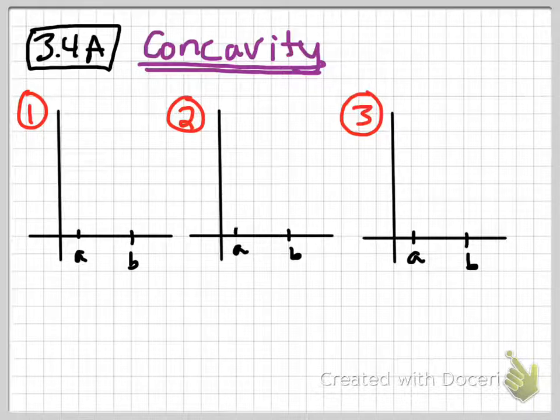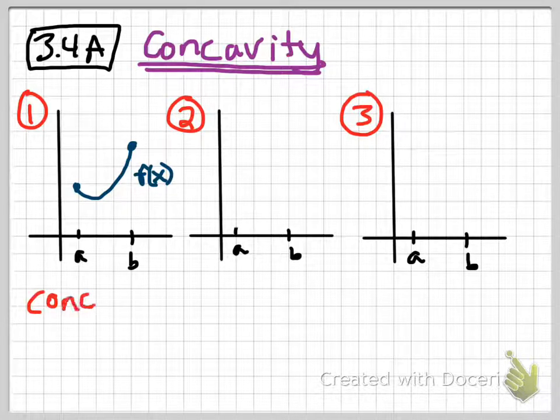So type number 1, this first graph over here, is going to be a graph that I'm going to connect from A to B, and I'm going to make this graph up, something like this, where A and B are the endpoints of the graph. And we're going to call this f of x. Well, this type of graph is a graph that we call concave up. So I'm going to write under here, concave up.